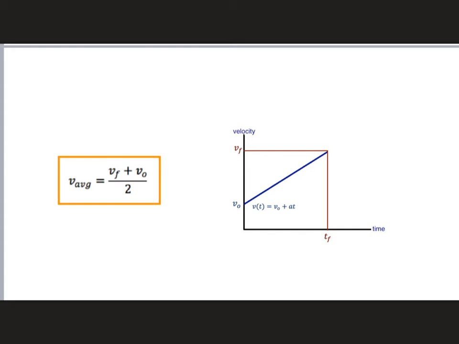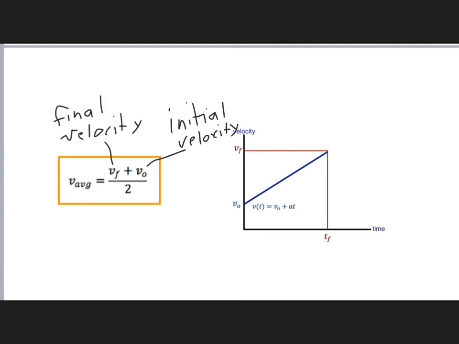Now, there's another equation, another relationship that we can talk about, and it's the one that's boxed here. The average velocity equals the final velocity plus the initial velocity divided by 2. So we have there the final velocity and initial velocity added together and divided by 2. So let's look at our graph again.